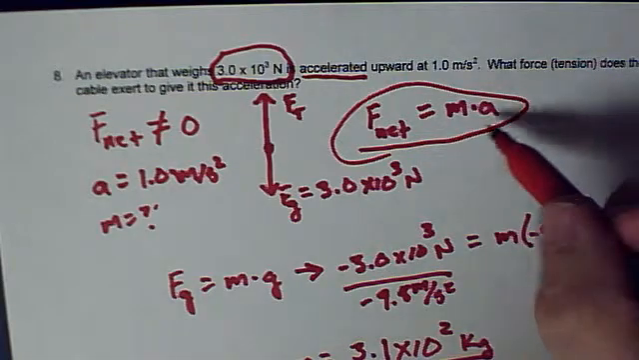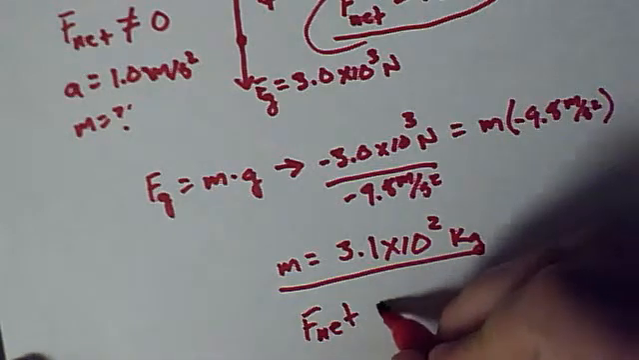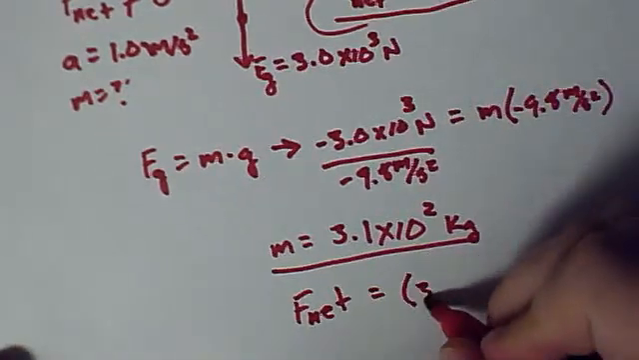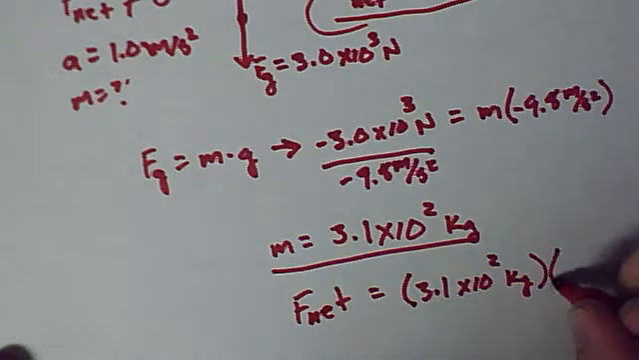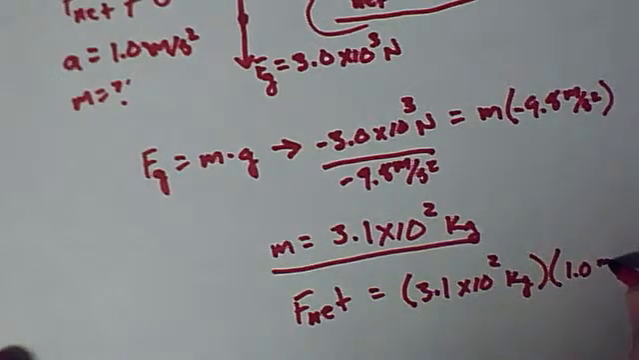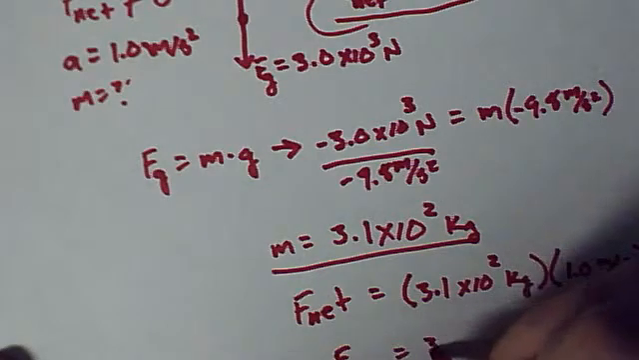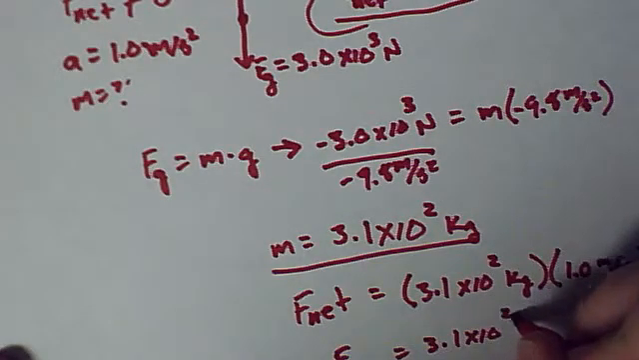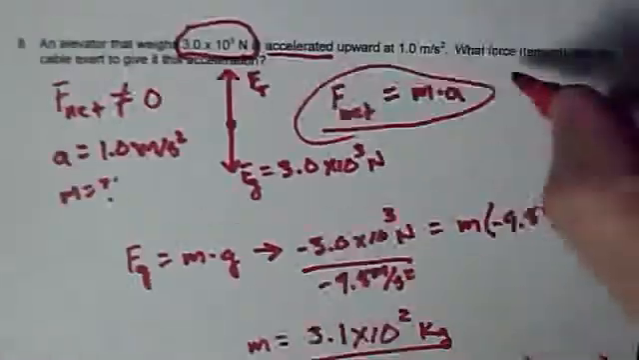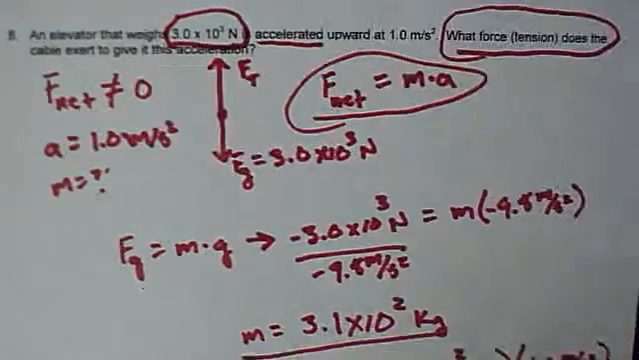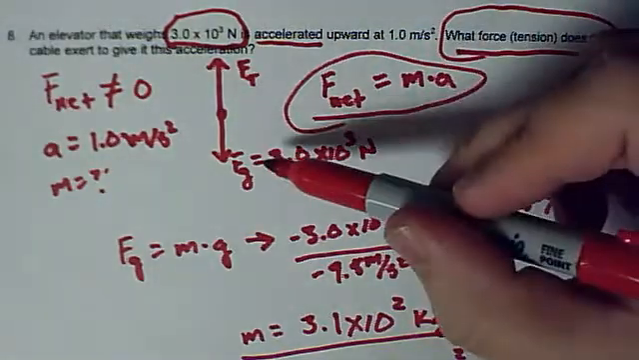So now I know my acceleration and my mass, so I can find my net force. So F net equals my mass, 3.1 times 10 to the 2 kilograms, times my acceleration, 1.0 meter per second squared, means my net force is 3.1 times 10 to the 2 newtons. Okay? Now the question asks for what is the force of tension. Well, I know that tension is larger than the force of gravity.